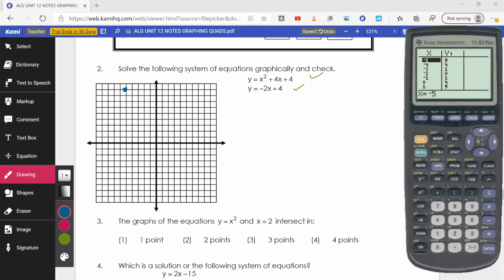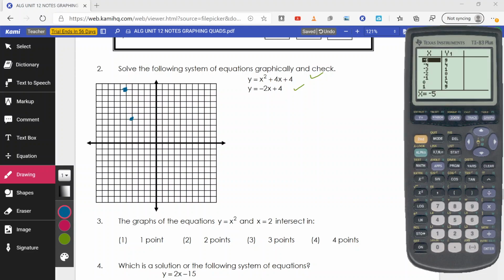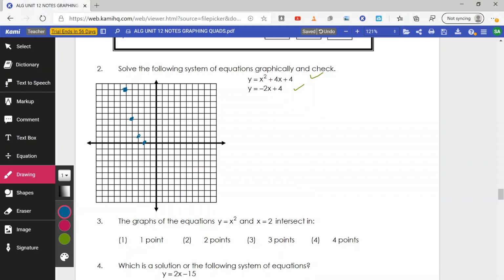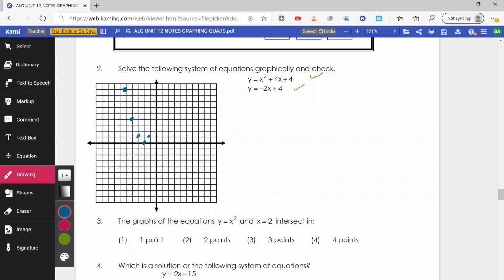Negative 4, 4. So left 4, up 1, 2, 3, 4. Negative 3, 1: left 3, up 1. Negative 2, 0. And then we start repeating. Negative 1, 1, 0, 4, 1, 9.